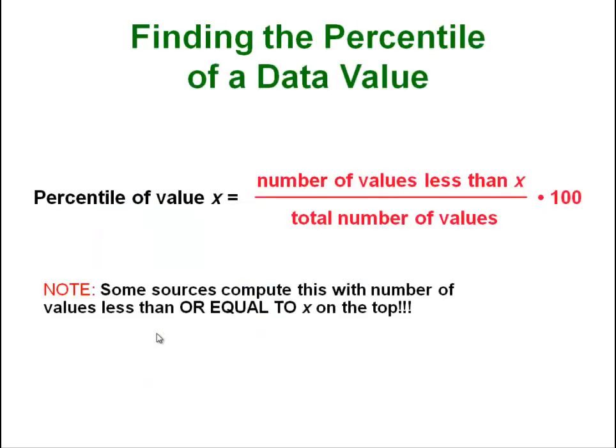And that's a distinction to make known, because sometimes, rarely, but sometimes some sources compute this number as values less than or equal to x. The actual technical definition for percentile is the things that are strictly less than x.